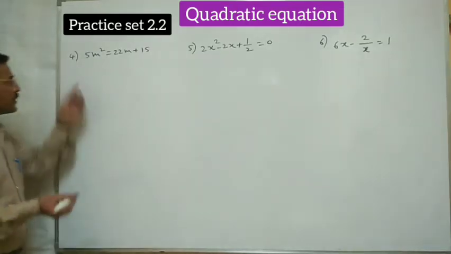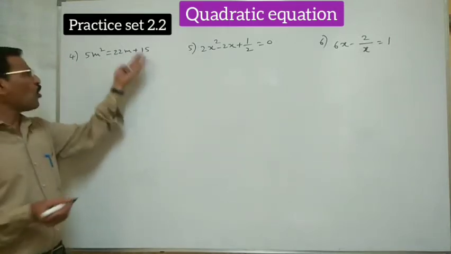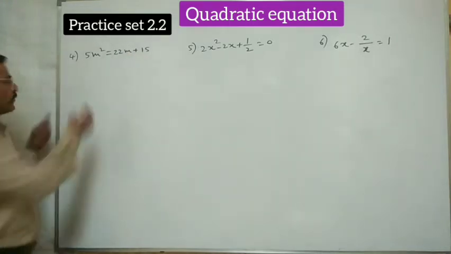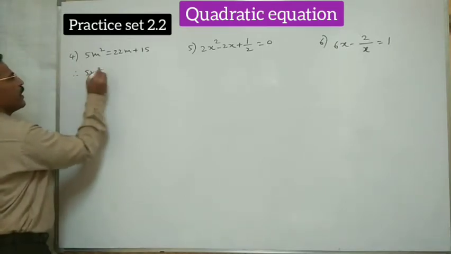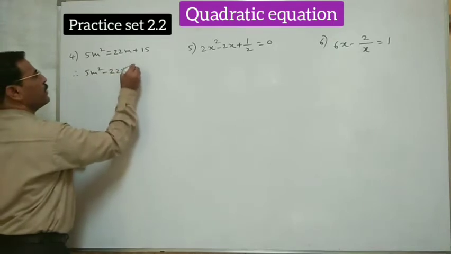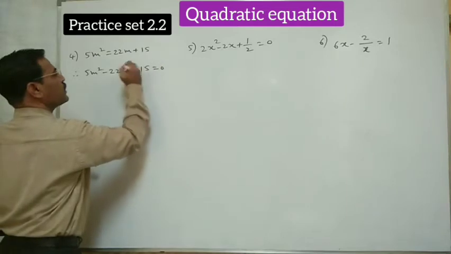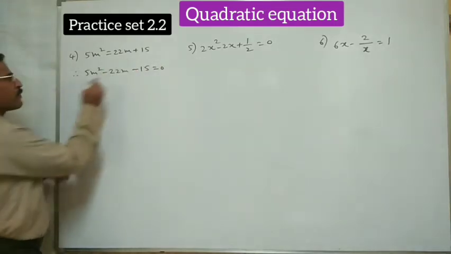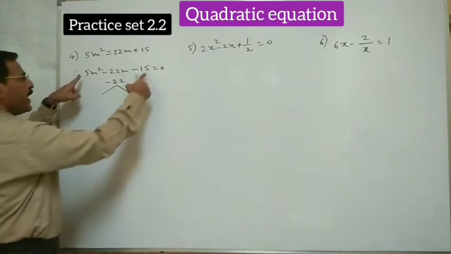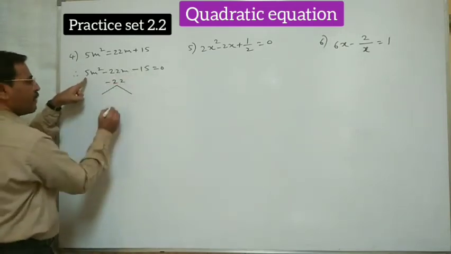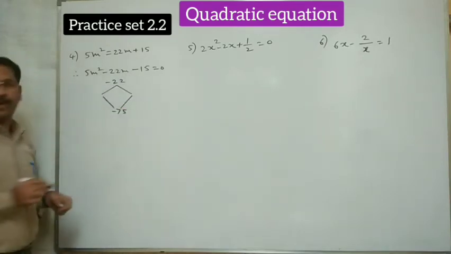Next sums. See here in the fourth one: 5m square is equal to 22m plus 15. Take all terms of that side to one side. What do you get here? Look here: 5m square minus 22m minus 15 equal to 0. Now, what do we need? Minus 22, we have to split that one. And how much do we need? 15 fives are 75, means minus 75 we can get as the product.